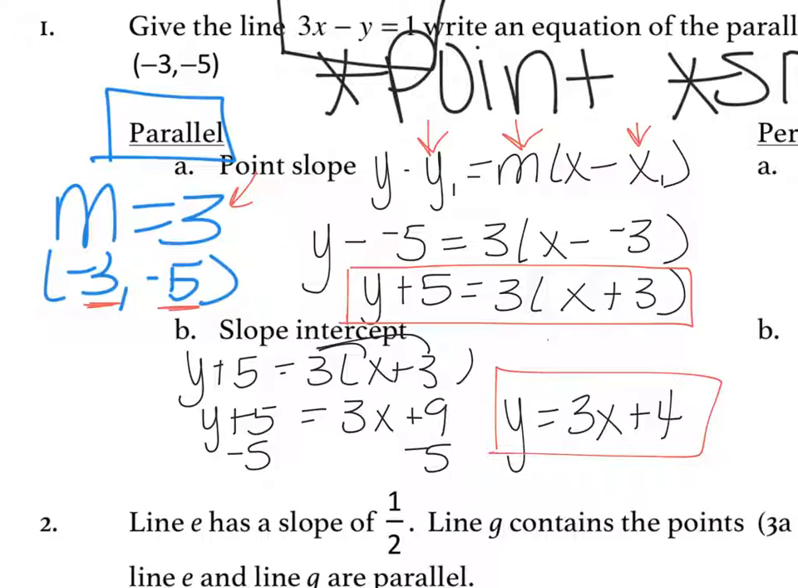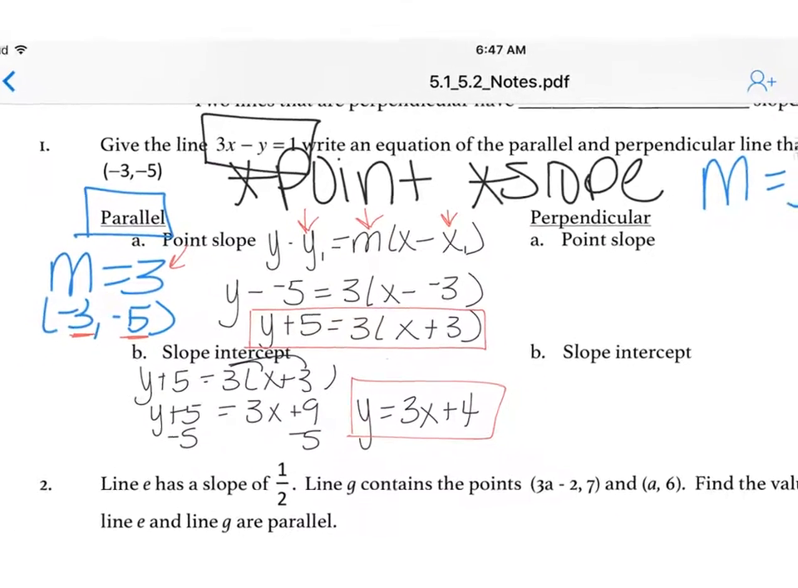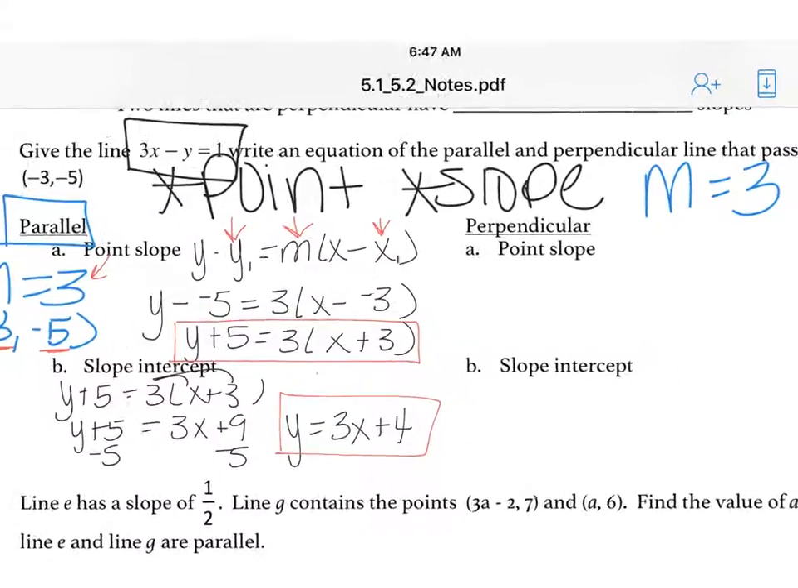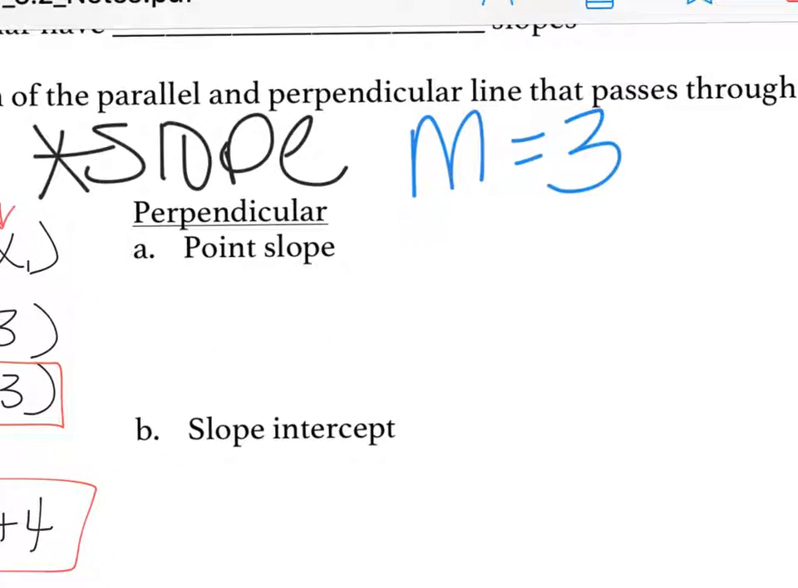So what I'd like you to do is go to this next one and see if you can try the perpendicular. Remember, perpendiculars are opposite reciprocals. So go ahead and press pause and give it a shot yourself, and then press play. Okay, so since your slope was 3, your perpendicular slope is going to be -1/3. Your point is still the same.